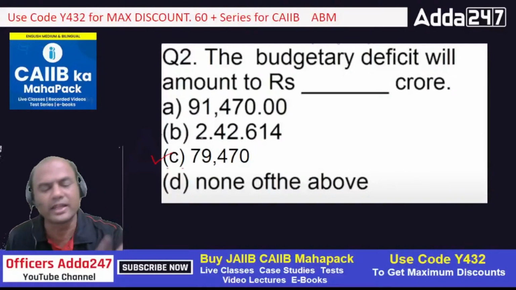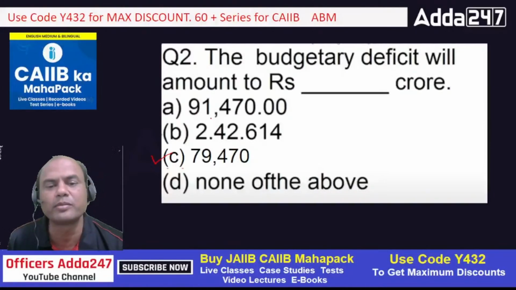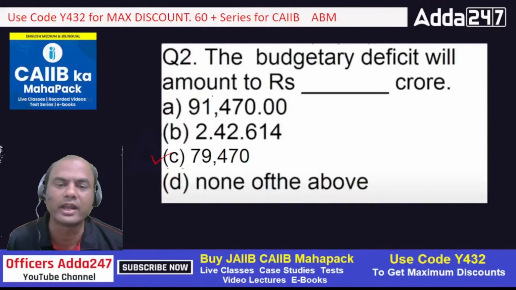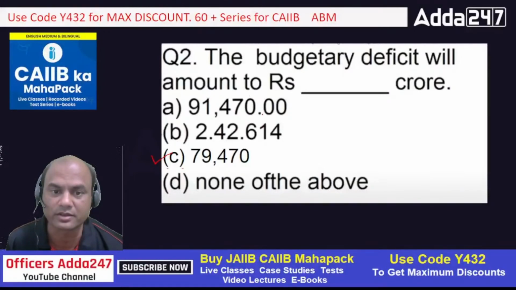In the exam also you won't get answers like 79 470, 79 800, 79 600. They won't give you those answers. One figure will be 79 470, the second figure will be 81, the third figure will be 85, something like that. So it's very easy. In CAIIB they don't test your calculations. They test your logic.